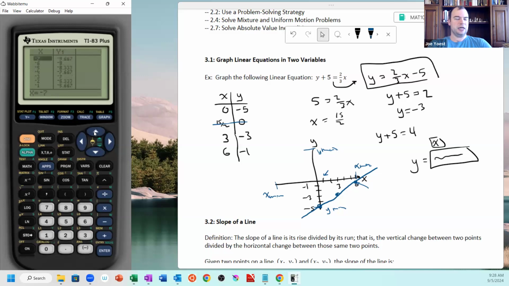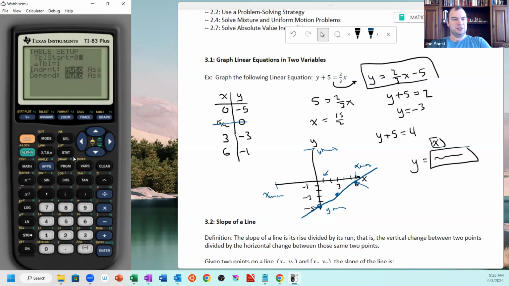And I can go up or down in my x column to see different parts of the table. If I want to manipulate how this table looks, I can go see above window. Window is where I enter the parameters for what my graph looks like. If I want to enter the parameters for what the table looks like, how it behaves, I go second window for table setup. My table setup menu asks me where would I like my table to start.